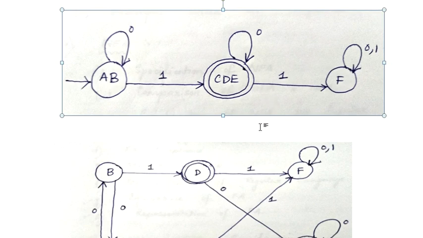Okay, so thank you for watching the video. I think you have understood the concept of how to use the Myhill-Nerode theorem and how to minimize a particular DFA by using the two methods. One is the partition method and the other one is the Myhill-Nerode theorem. If you haven't understood the partition method, you can go back to my previous lecture. The previous lecture is the partition method only.